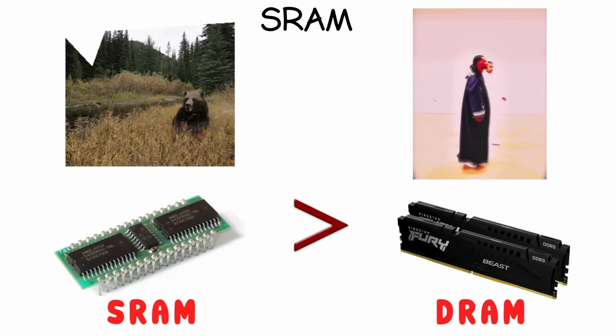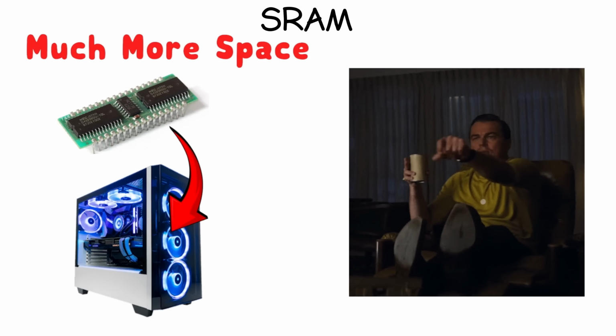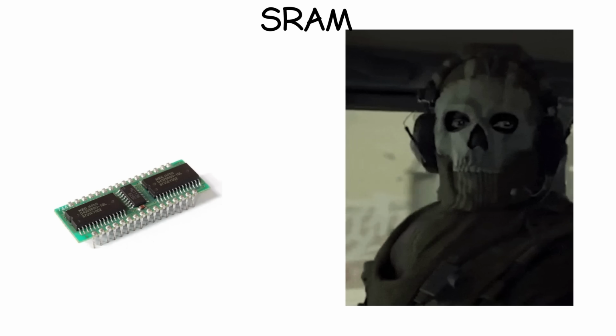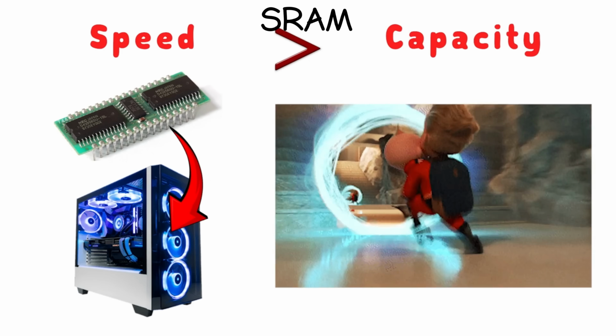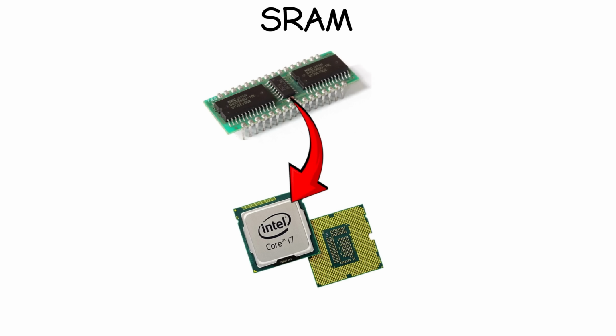SRAM is significantly faster than DRAM, but 4 to 6 transistors per bit means it takes up much more space and costs far more to manufacture. Because of that, SRAM is never used as main memory. It is used where speed matters more than capacity, most importantly inside the processor itself.